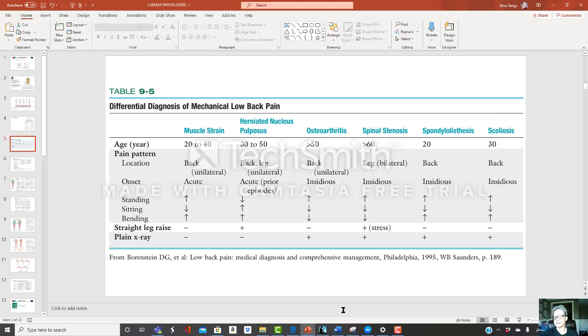Okay, spondylolisthesis and scoliosis. Scoliosis happens a little bit later in life, so 20 versus 30 in age. Same location, same onset, and same presentation. Standing increases, bending increases, sitting decreases. Straight leg raise is probably going to be negative, and you're going to see it on the plain x-ray. Okay? So there's other things that can differentiate between those two pathologies. We'll get to that.